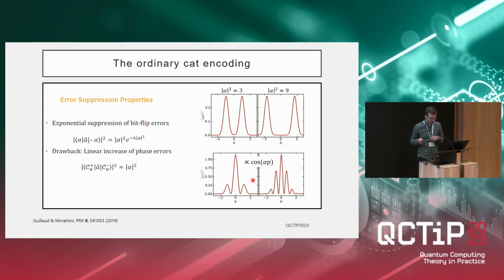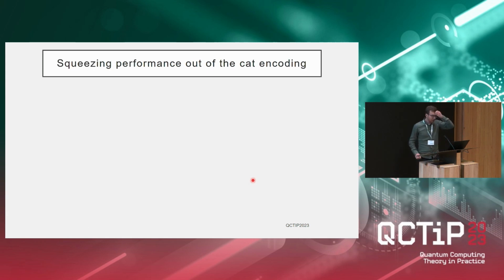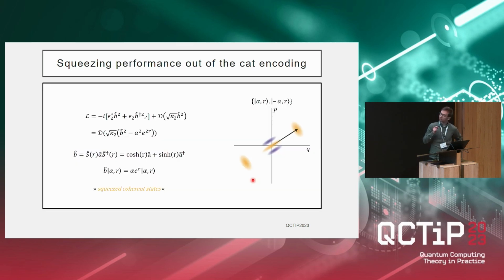When we make an error in distinguishing peaks there, there's going to be a phase error. So this was bad, and people struggled with it, and we asked ourselves, how do we squeeze out more performance of the cat encoding? And actually, you just squeeze it, which I think was our realization, which we enjoyed a lot. And everything looks very similar.